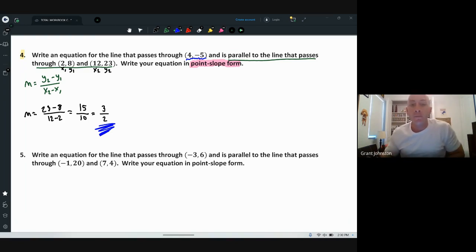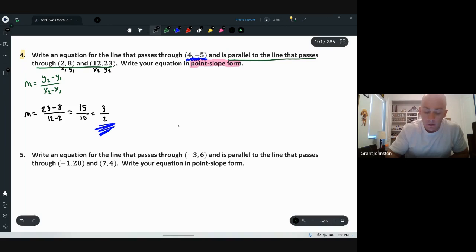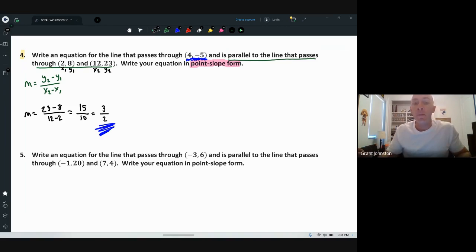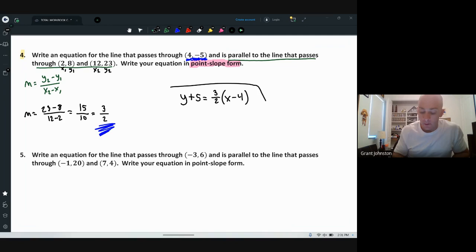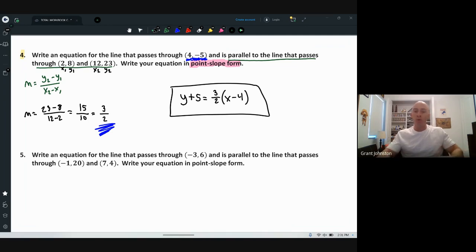So I have my slope, and I have this point earlier that I underlined in blue up here. And it wants it in point-slope form, so we're good now. We got the slope. We got a point. So here we go. y plus 5 equals 3 halves, parentheses, x minus 4 in point-slope form. Okay, so these you just have to find the slope first. Let me show you one more.